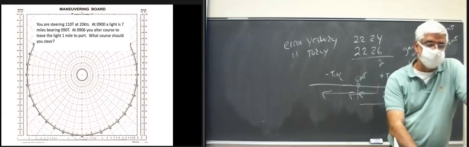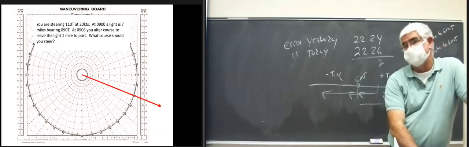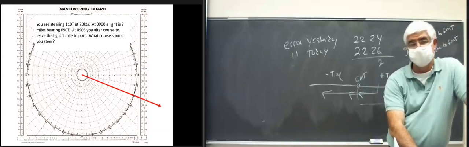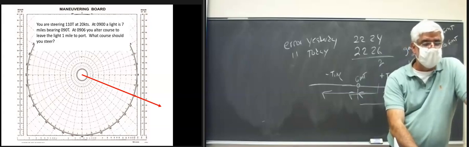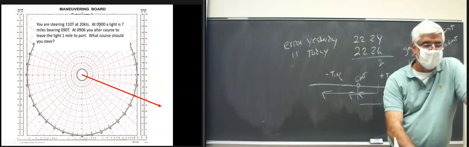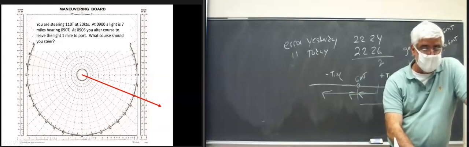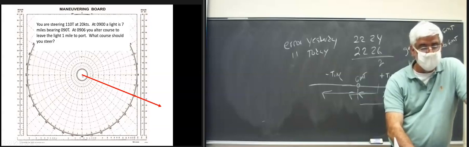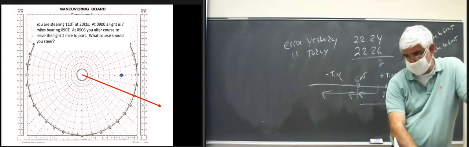I'm steering 110 at 20 knots, so I'm just going to plot a line 110. At 0900, a light is 7 miles bearing 090. So I'm going to assume that this right here is 0900. Where is the light relative to that spot? It's 7 miles bearing 090. It's going to be right over here. So I just put a little dot on my piece of paper.